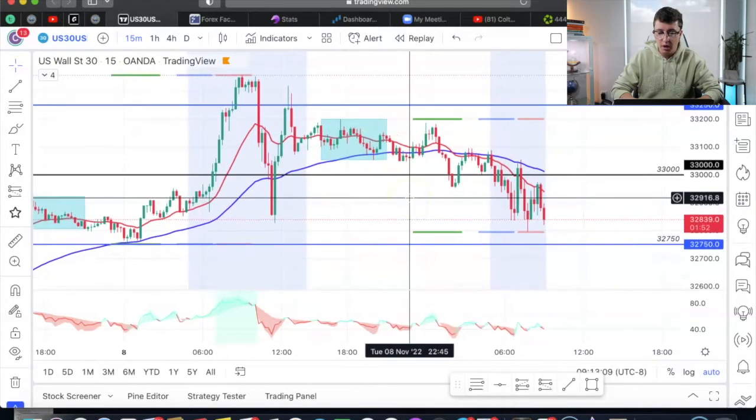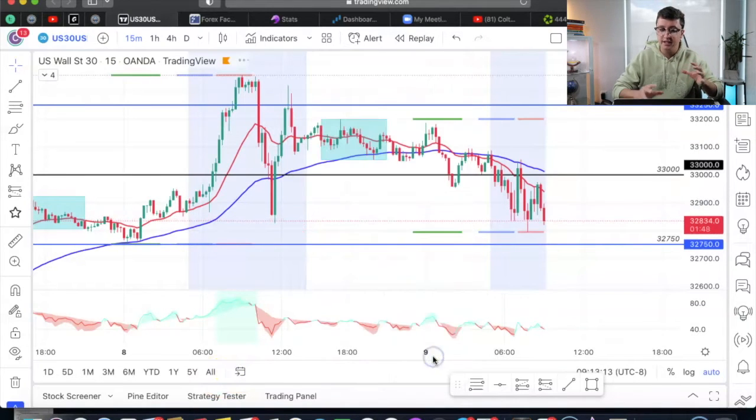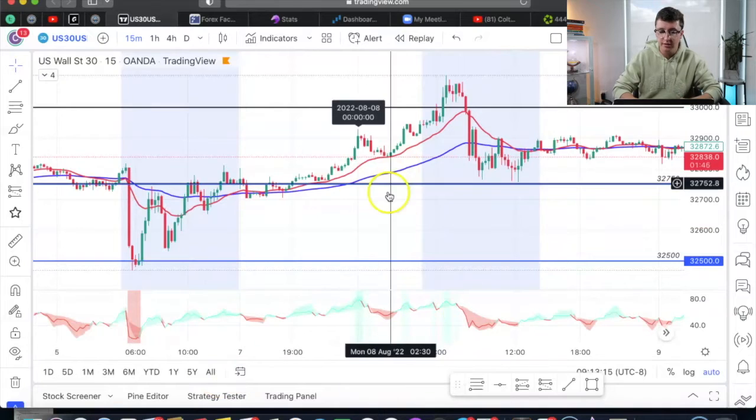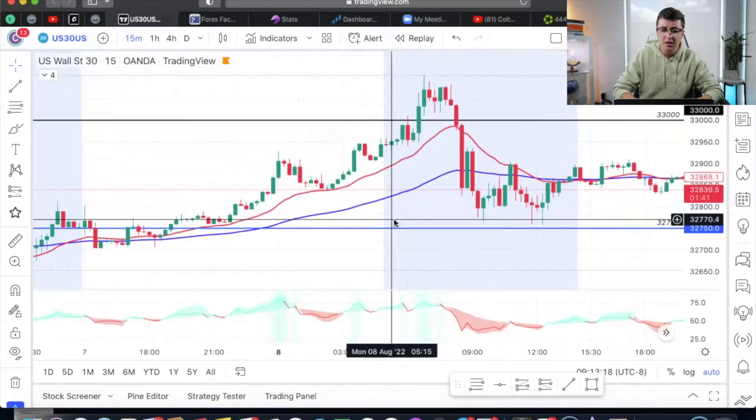Okay, so I want to go over with you guys a couple of my ideal perfect setups, and they did occur a lot throughout the month of August. So let's get down to business.